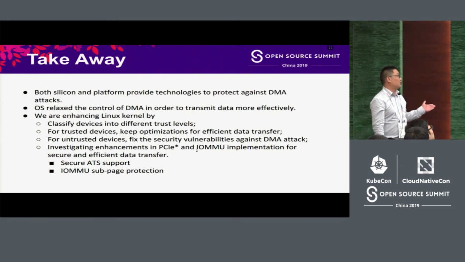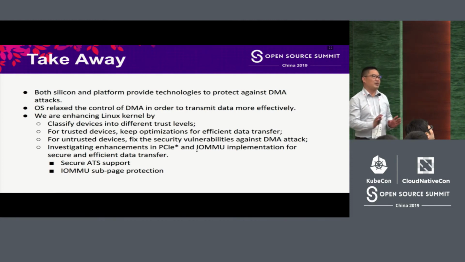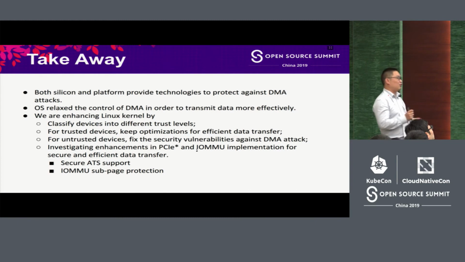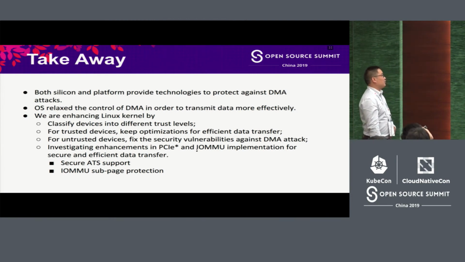So how can we do it? We classify devices into different trust levels. Currently, we have 2 levels, but in the future, we can expand it and segment it into more levels. After we have segmented it, for the trusted devices, we will keep optimizations for efficient data transfer. For those untrusted devices, we focus on security.